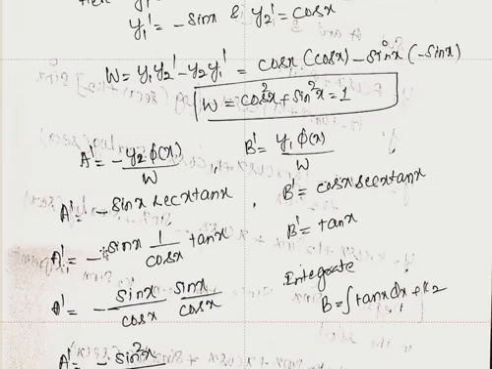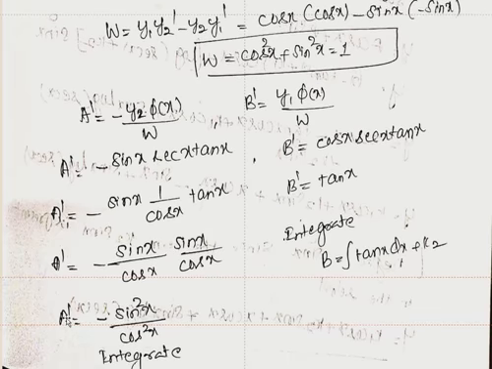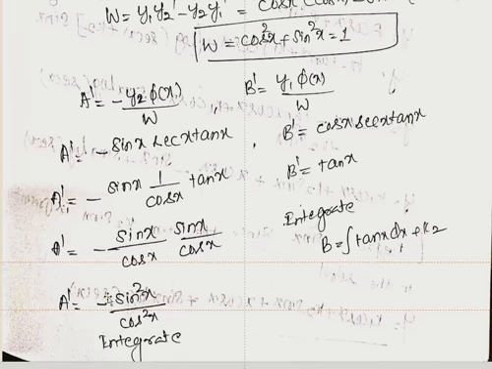Here A dash is equal to minus sin x, right as it is. Secant x can be written as 1 divided by cos x, so 1 divided by cos x is secant x into tan x. Tan x can be written as sin x divided by cos x. Therefore, A dash is equal to minus, right as it is, sin x into sin x is sin square x divided by cos x into cos x is cos square x.